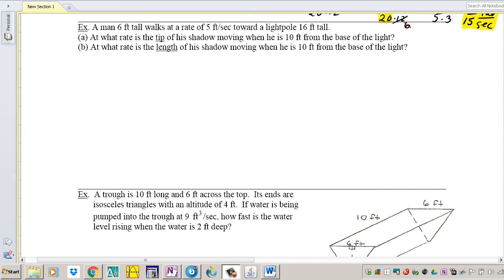Hey guys, welcome to 2.6 Related Rates Day 2, Part 2. In this video we're going to be doing the last two problems of the worksheet. So let's begin with the first example.